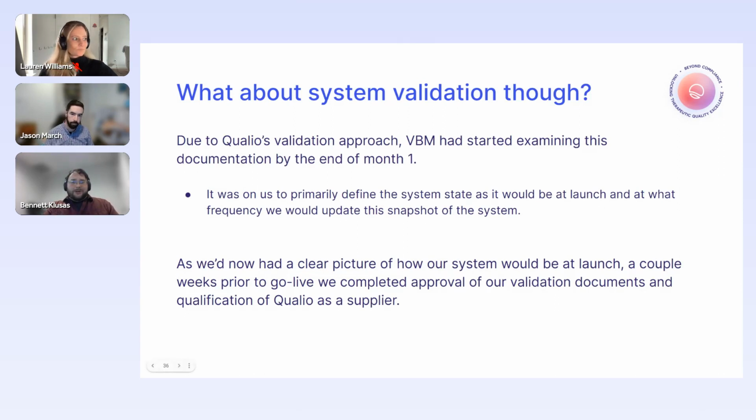So now I just want to touch on system validation. And it's just like Jason said, due to Qualio's validation approach, we had started looking at everything by the end of month one. And all we really needed to do was define what our system state would be. What are our document templates? What are the requirements we're putting on these things? What is our snapshot of our system as it currently looks? And a couple of weeks prior to launch, we had a clear picture of our system. So we completed our validation documents within, I think, three days, and were able to get Qualio qualified as a supplier.